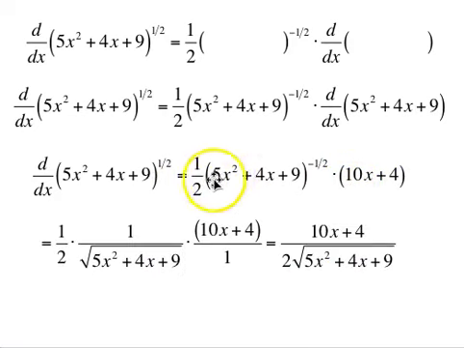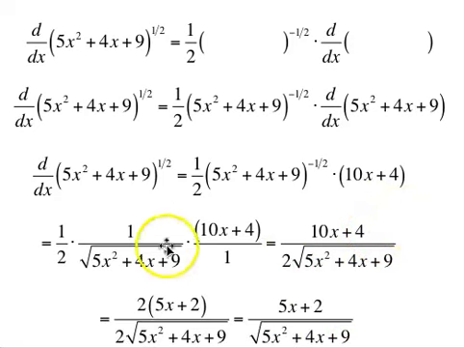So indeed, there's the 1/2. 5x squared plus 4x plus 9 to the negative 1/2 is 1 over the square root of 5x squared plus 4x plus 9, times 10x plus 4 over 1. And I will be able to reduce this fraction because I can factor a 2 out of the numerator and factor a 2 out of the denominator and divide those out. Factoring the 2 out of the numerator gives me 2 times 5x plus 2. And dividing numerator and denominator by 2, my final answer will be 5x plus 2 over the square root of 5x squared plus 4x plus 9.